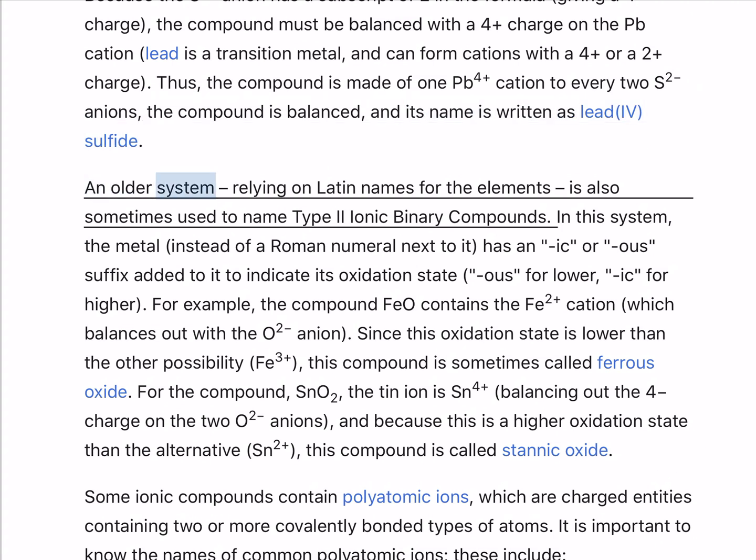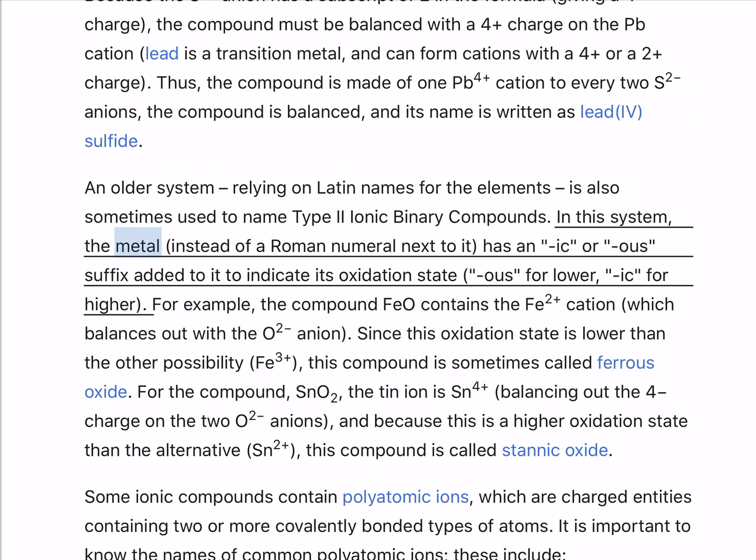An older system, relying on Latin names for the elements, is also sometimes used to name type 2 ionic binary compounds. In this system, the metal, instead of a Roman numeral next to it, has an -ic or -ous suffix added to it to indicate its oxidation state, -ous for lower, -ic for higher.